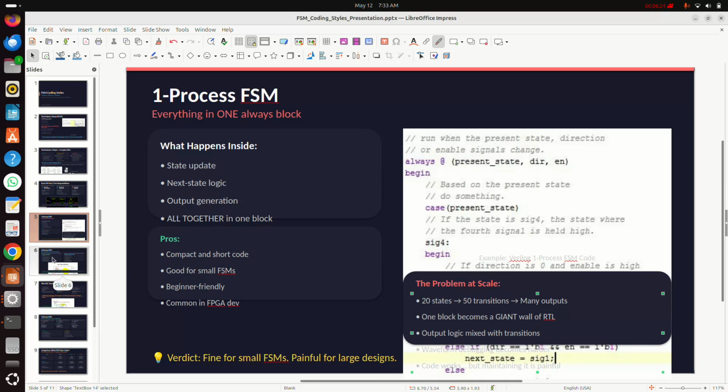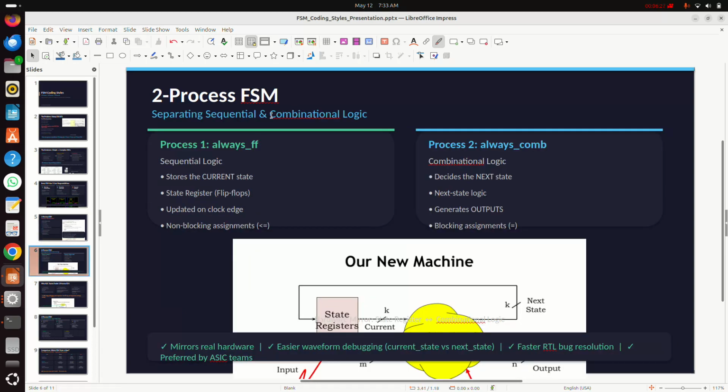Next, another type of process is the two-process FSM, which contains two processes. It separates sequential and combinational logic, meaning the output and when the output should evaluate, the state update, is controlled by sequential logic. So this is the first process, where the sequential logic arises.